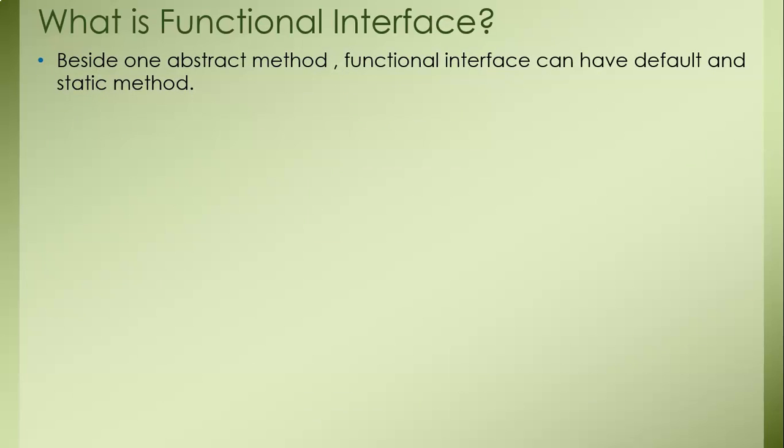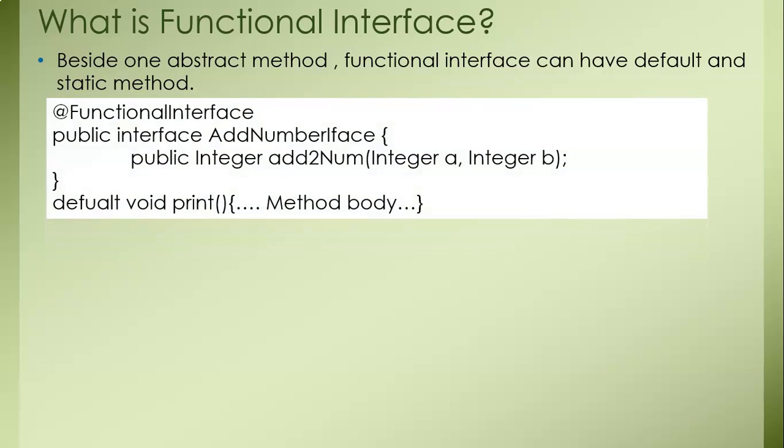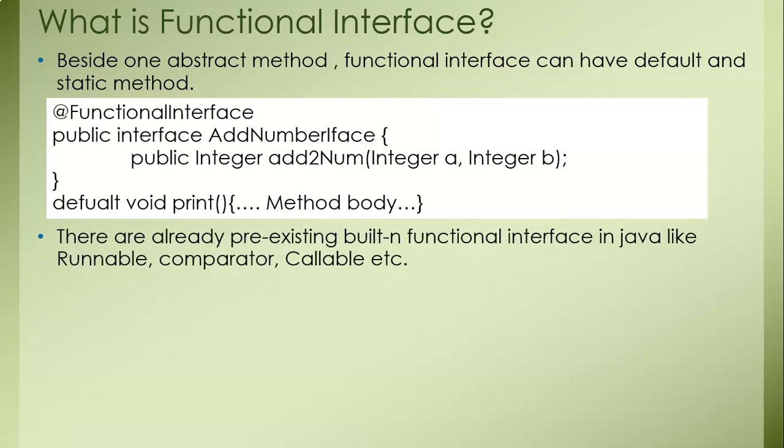Besides the abstract method, a functional interface can contain default and static methods. Default and static methods were introduced in Java 8. So like any normal interface, a functional interface can contain default and static methods. Although the FunctionalInterface annotation is newly introduced, the functional interface is not a new concept in Java 8.